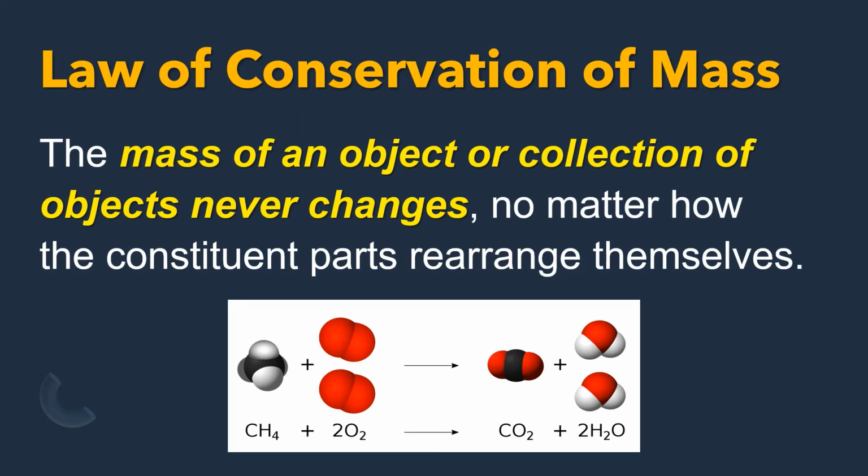The fourth postulate is another representation of the law of conservation of mass. The law states that the mass of an object or collection of objects never changes, no matter how the constituent parts rearrange themselves. An example given below is the combustion reaction of methane, where 4 atoms of hydrogen, 4 atoms of oxygen and 1 of carbon are present before and after the reaction. The total mass after the reaction is the same as before the reaction.